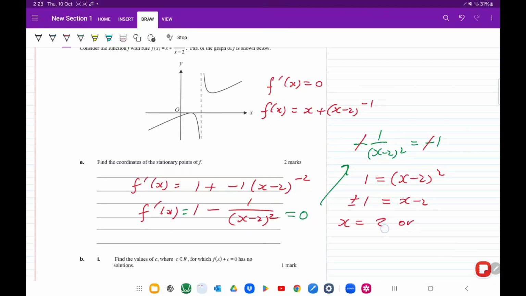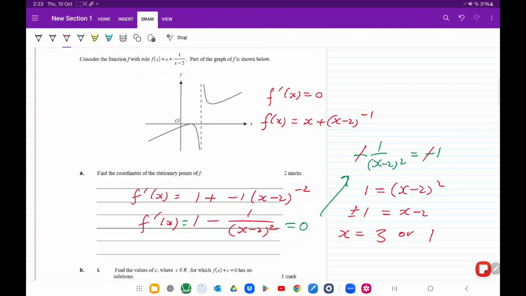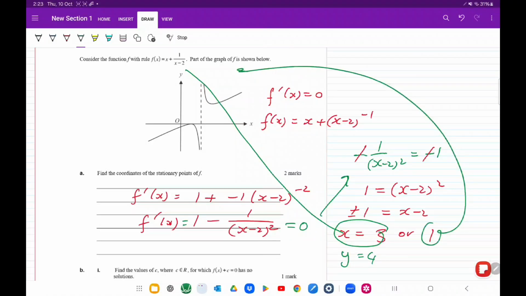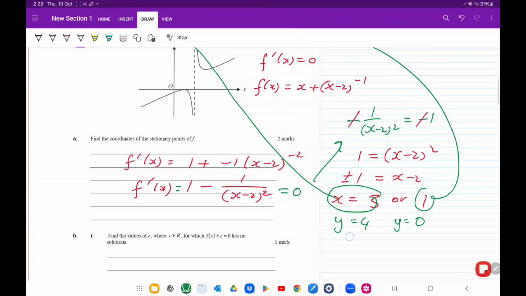So x is equal to 3 or 1. Now we have to make sure we substitute it back into the original equation. So when we substitute 3 into here, we get y is equal to 4. And when we substitute 1 back into here, we get y equal to 0. So therefore your coordinates are (3, 4) and (1, 0).